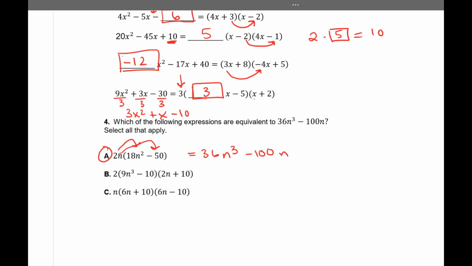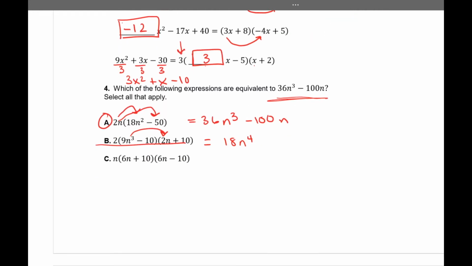Let's go ahead and do the next one. Let's take care of the parentheses first. So I do 9n to the third times 2. So 9 times 2 is 18. n to the third times n is n to the fourth. Right off the bat, I don't have an n to the fourth here. So because I don't have an n to the fourth, B is incorrect.